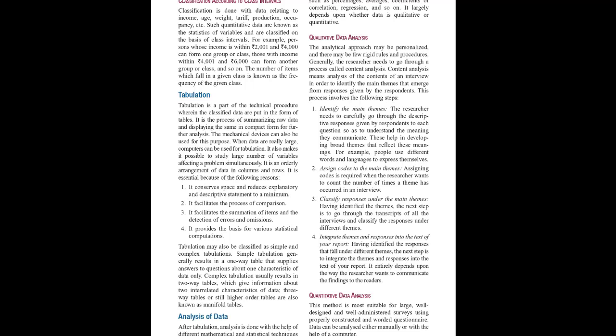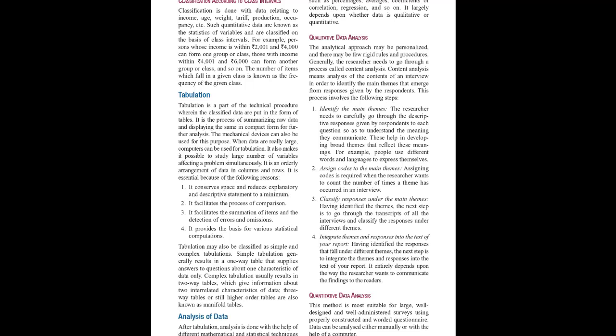2. Assign codes to the main themes. Assigning codes is required when the researcher wants to count the number of times a theme has occurred in an interview. 3. Classify responses under the main themes. Having identified the themes, the next step is to go through the transcripts of all the interviews and classify the responses under different themes. 4. Integrate themes and responses into the text of your report. It entirely depends upon the way the researcher wants to communicate the findings to the readers.